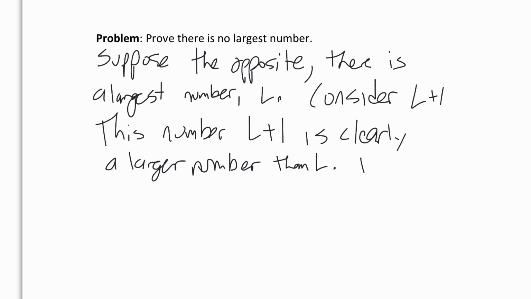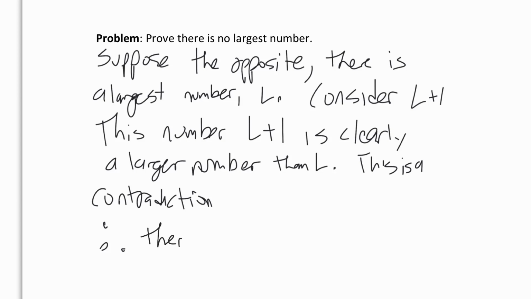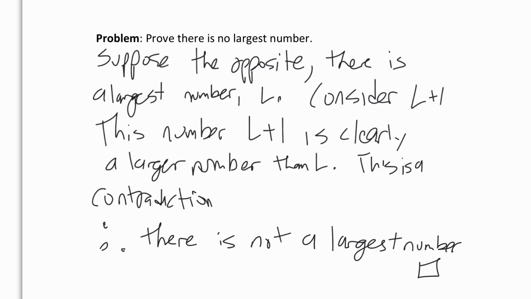And so this is a contradiction. It's impossible. Which means, therefore, instead of saying that there is a largest number, we can say the opposite. There is not a largest number, or there is no largest number. And that completes our proof.